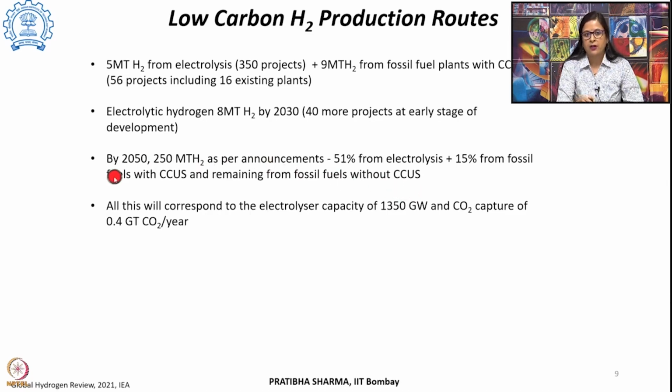Now if this is the scenario, then this 51% of hydrogen which is coming from electrolysis will account for increasing the electrolyzer capacity to 1350 gigawatt, and the carbon capture that needs to be integrated with the fossil fuels has to increase to 0.4 gigatons of carbon dioxide capture per year.